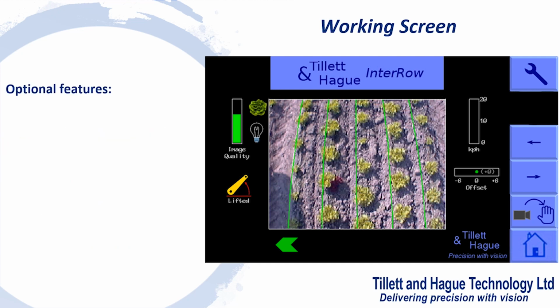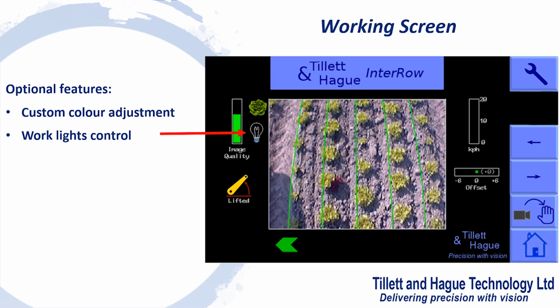Finally, there are 3 optional features that may or may not be enabled. 2 are indicated by symbols immediately to the right of the image quality bar. 1 is a coloured plant symbol indicating that some colour choice options have been enabled, which can be altered by touching the plant symbol. The second is a light bulb symbol indicating that lights are fitted.